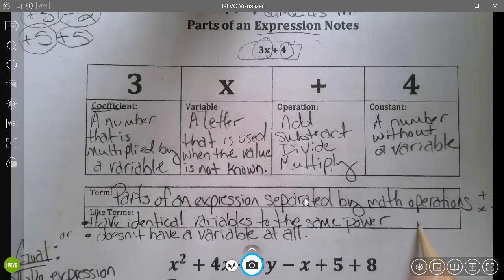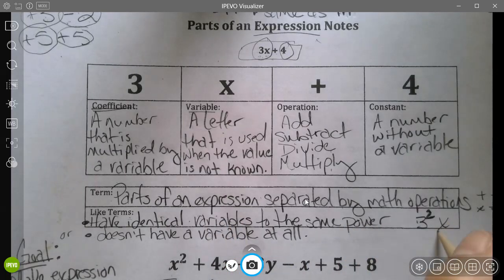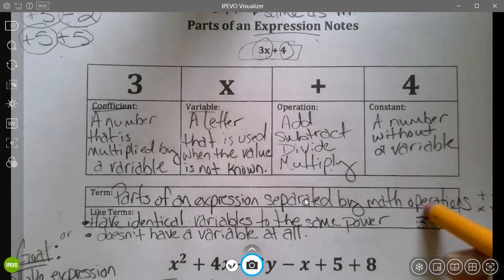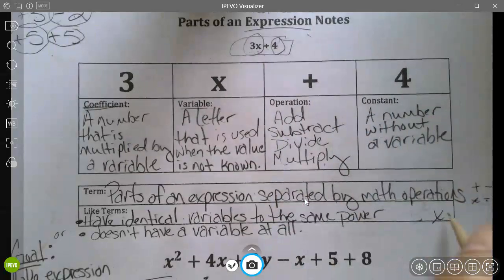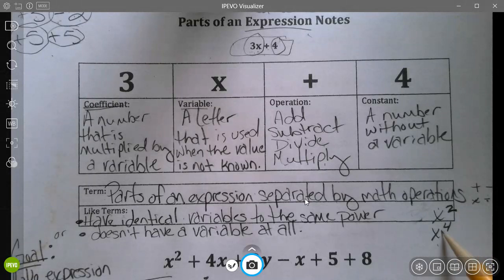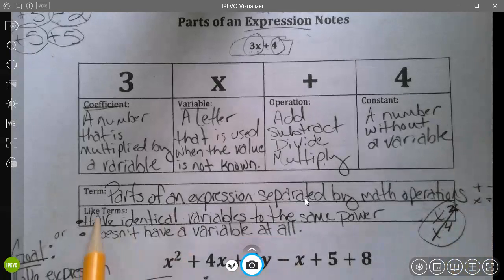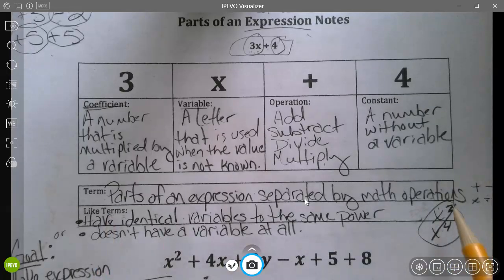And remember, power is if I had 3 and then I wanted to put it squared, your exponent is your power. So you have to have identical variables to the same power, which means, I'm going to get rid of this so we're not confused, which means if I have x squared and I have x to the fourth, they're the same variables, but they are not to the same power, so they would not be like terms. They have to have the same power.